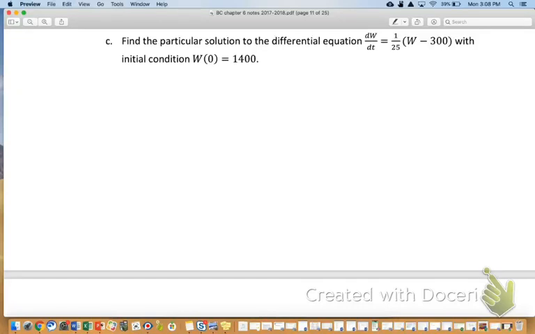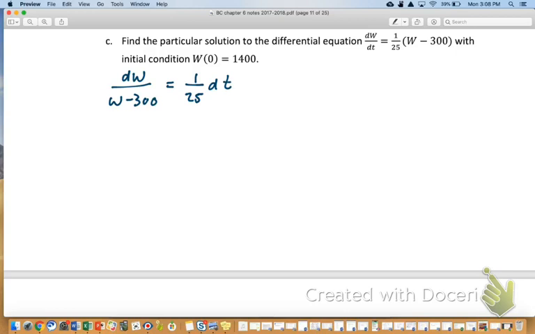Okay, you want to look at this one here, C. So the first thing we've got to do is separate the variables. To me, there's more than one way to do this, but there's one good way and one less good way. I would say this would be my preferred way: dw over w minus 300 is equal to 1/25 dt.